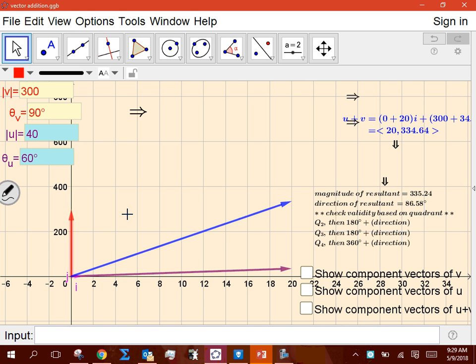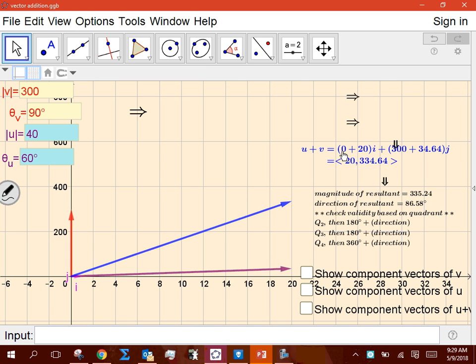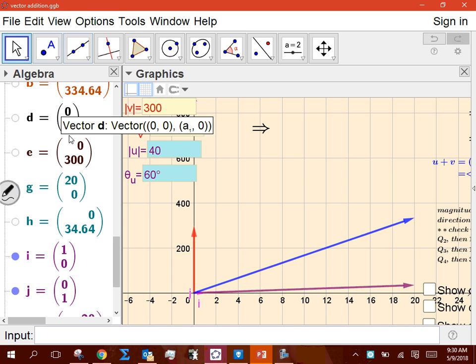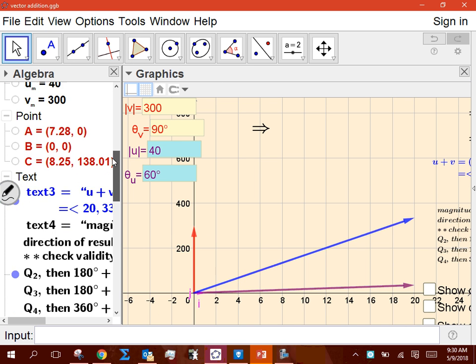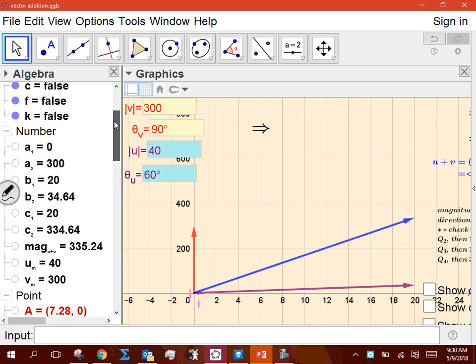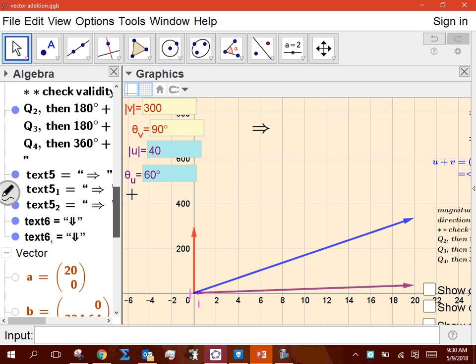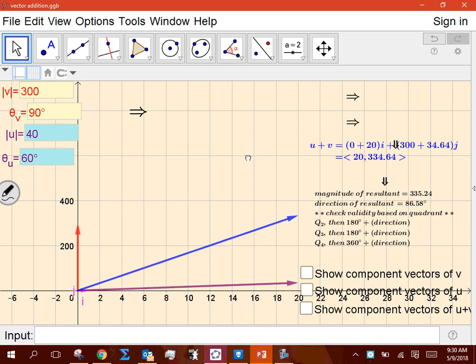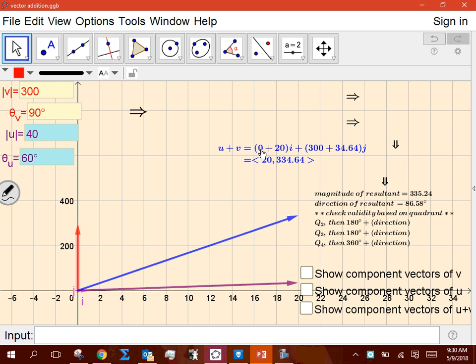Let me see, I've hidden them. Actually, I don't think I hid them. I think they are off the page somewhere. Well, we can look at this. This one here would have been 0i and 300j. This purple one would have been 20i plus 34.64j.